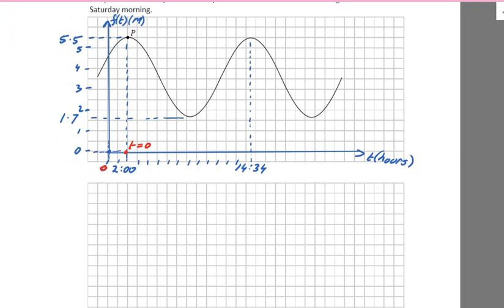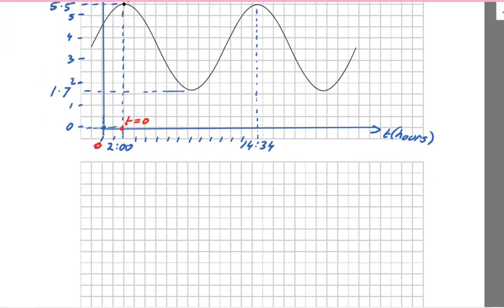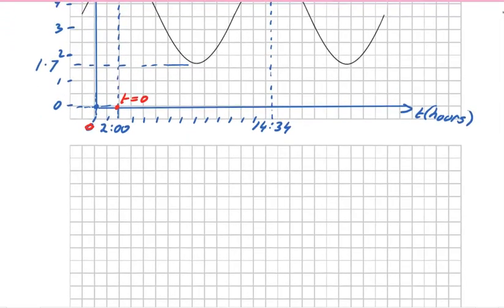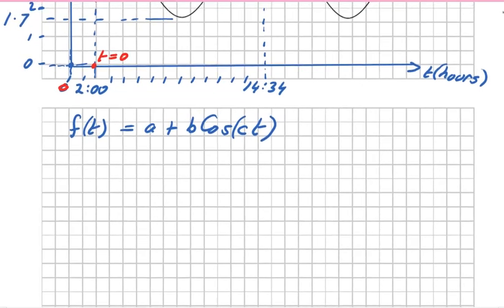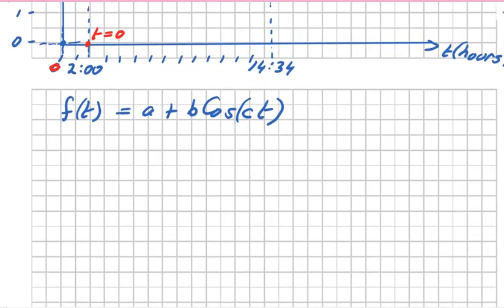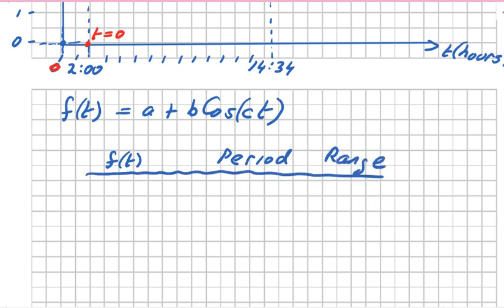Before we start the next part, we're going to have to go back over some of the theory about trigonometric graphs. And so let's look at our function again, which is f(t) is equal to a plus b cos ct. And we're going to build that function up step by step to see what happens at each stage. So we can do a table here. So for example, f(t) is the first column, and we'll do the period and range for each.